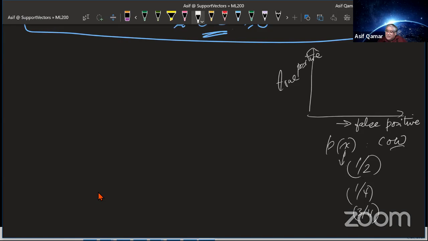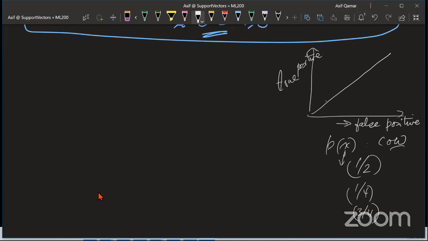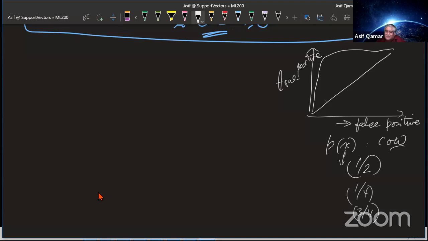If you're not careful, a bad model that is making random guesses will have equal rate of true and false positive, because it's clueless, right? But a good model will achieve, for a very low false positive rate, a very high true positive rate, which makes sense, right? You want a good model that has a high true positive rate for a very low false positive rate. So this is the ROC curve.